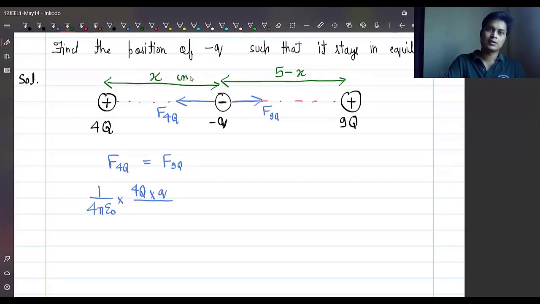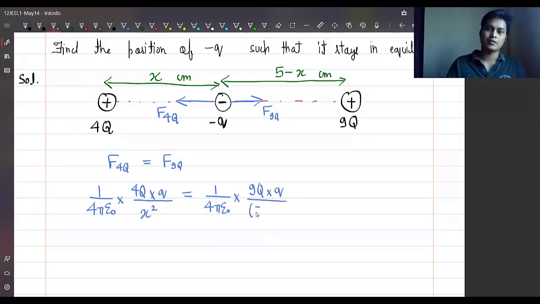Centimeters, of course, because 5 is in centimeters. You can only subtract centimeter from a centimeter unit. So 4Q into Q, the distance is x squared. That is equal to 1 by 4 pi epsilon naught into 9Q into Q, not writing the negative sign because I have already shown the direction, divided by 5 minus x squared. A lot of things get cancelled here. 1 by 4 pi epsilon naught, Q and Q, Q and Q. What I get is 4 by x squared equals 9 by 5 minus x squared.